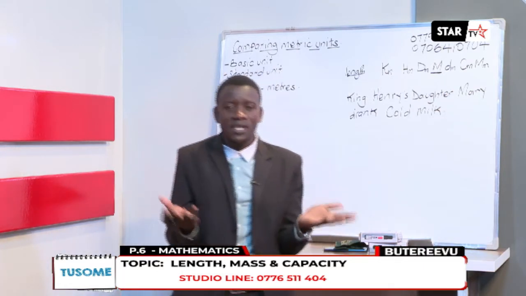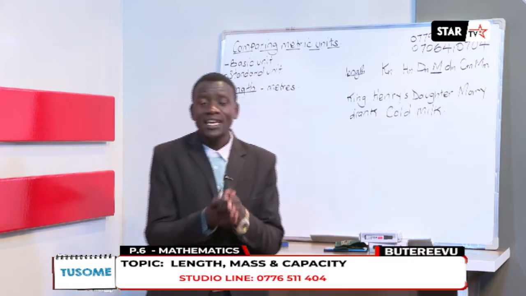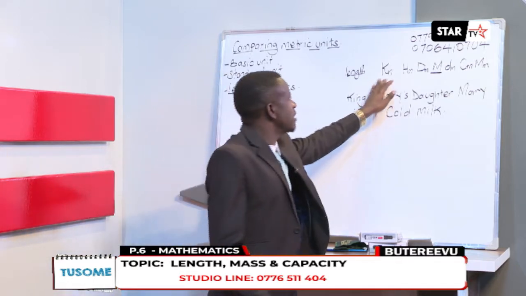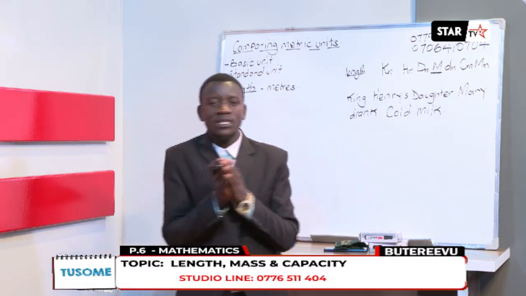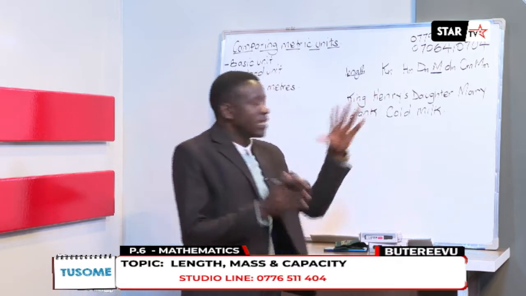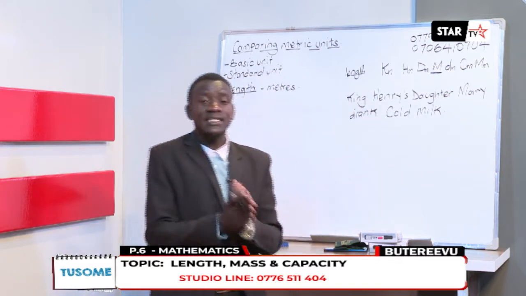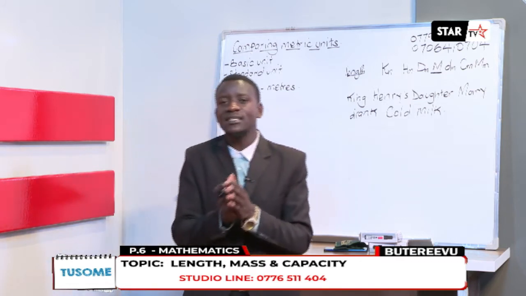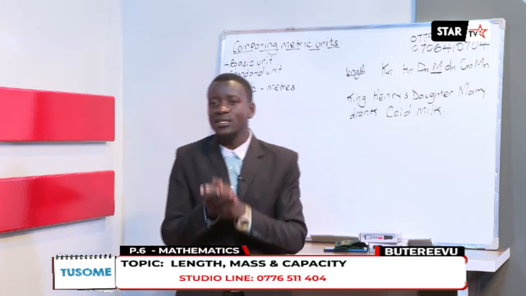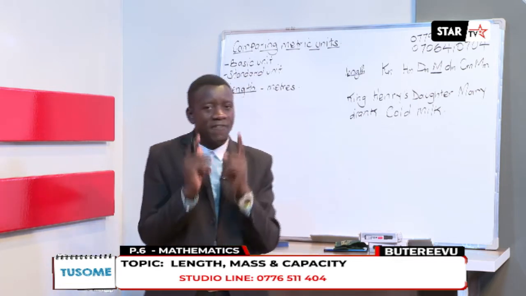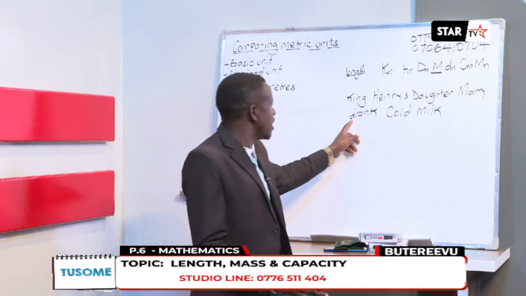So the moment you speak this, I think you can speak it as many times as you can. Then you will have mastered the scale, how they order length. So this is how we recall the metric length order. We can say together again that King Henry's daughter Mary drank cold milk. Observe the first letters, which are in capital letters and small letters here.